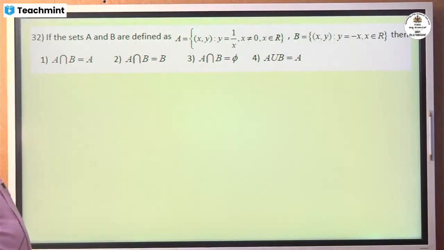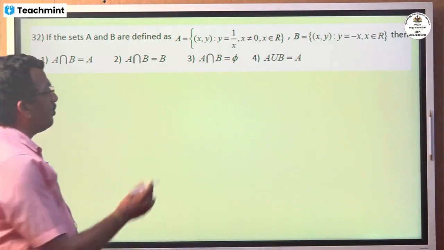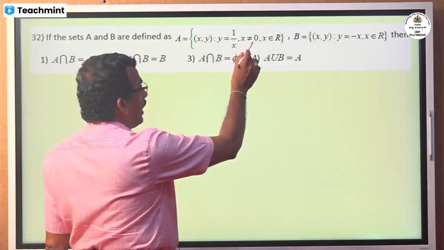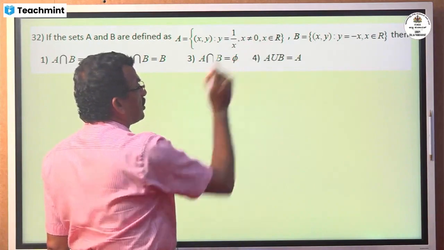If the sets A and B are defined like this, then as you are observing here, the condition is given: x is not equal to 0. X is not equal to 0. X belongs to the real numbers.